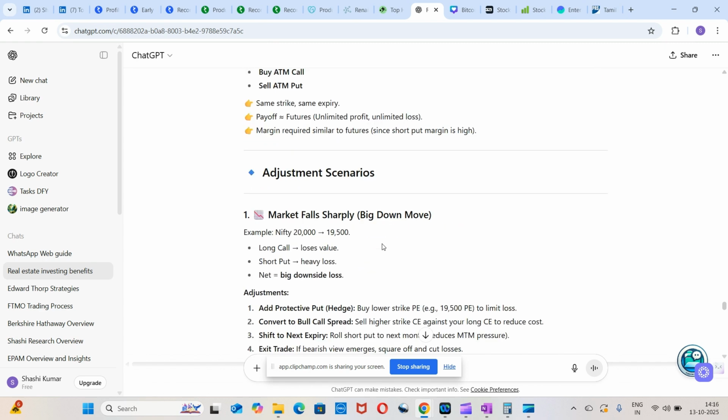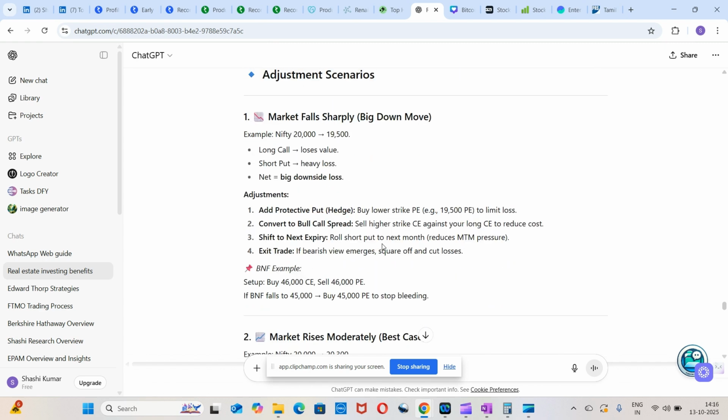For adjustment scenarios: you have a bullish view, but the market has fallen sharply. A big down move is there. Example: Nifty was at 20,000 spot, and it fell to 19,500. A 500 point sharp down movement. The long call will lose value, and the short put will also take a heavy loss. So net, there would be a big downside loss.